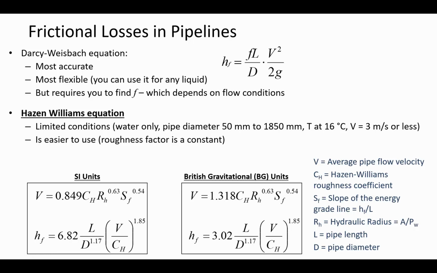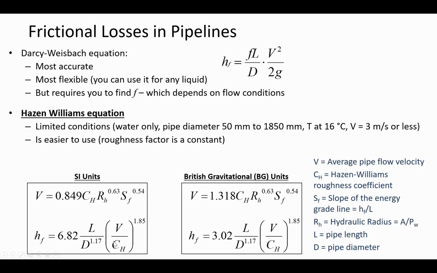If we know that S sub F is the slope of the energy grade line, and recall the slope of the energy grade line is the head loss per unit length, then if we substitute in H sub F divided by L, we can solve for H sub F. This is what we end up with if we're trying to find the head loss through a pipe of known length, when the flow velocity V is known for a certain diameter, and the Hazen-Williams equation constant C is known.